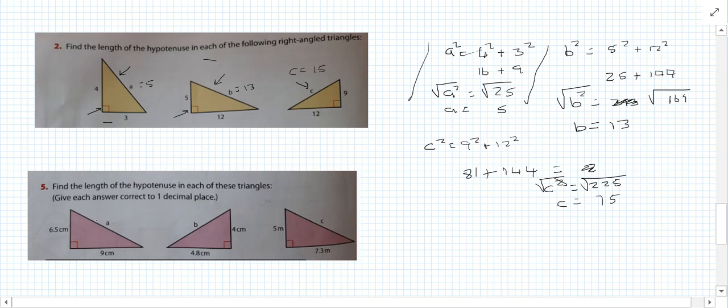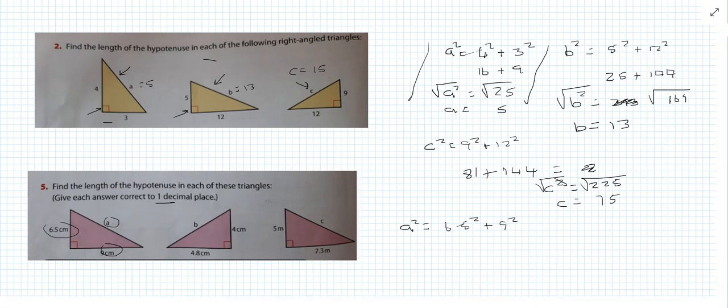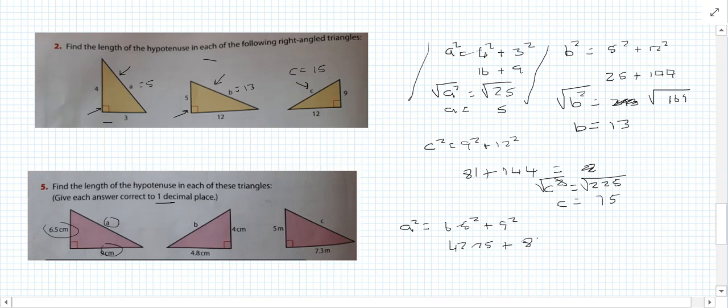So then if we have a look at these, again it's the same. Give your answer correct to one decimal place. So again, this squared is going to be equal to this squared plus this squared. So a squared is going to be equal to 6.5 squared plus 9 squared. And 6.5 squared is equal to 42.25. 42.25 plus 9 squared, so 9 squared is equal to 81.